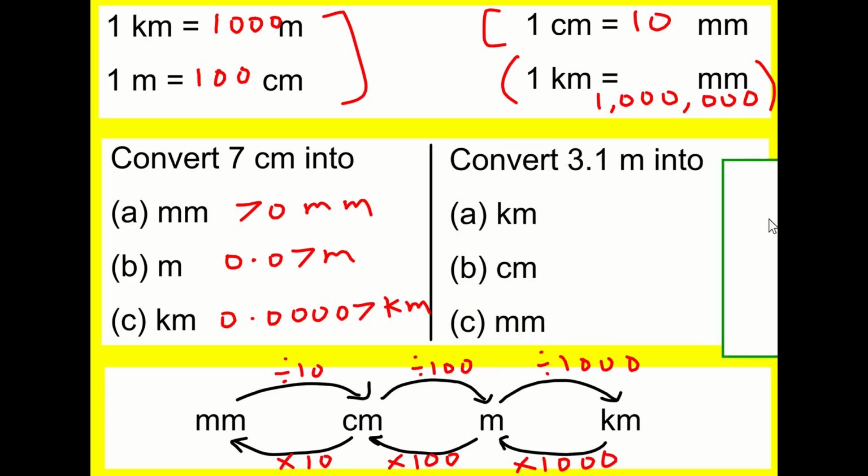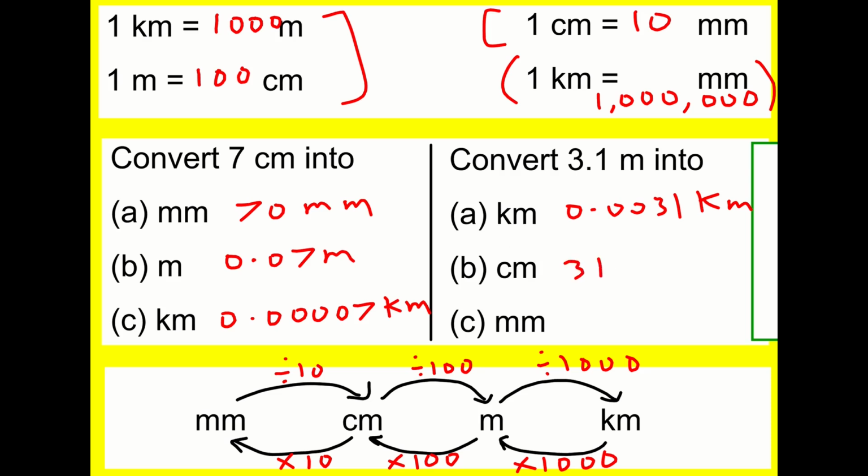A few more. Let's just check your understanding. 3.1 meters into the following. Go. So I'm dividing by 1,000 here. It's going to be 0.0031 kilometers. Times by 100, it's going to be 310 centimeters. And times that by 10, 3,100 millimeters. Hopefully you're in a good place. This is a topic from a while ago. It's not actually the one we're looking at today, but if you understand this, you're in a good place for what we are going to look at.